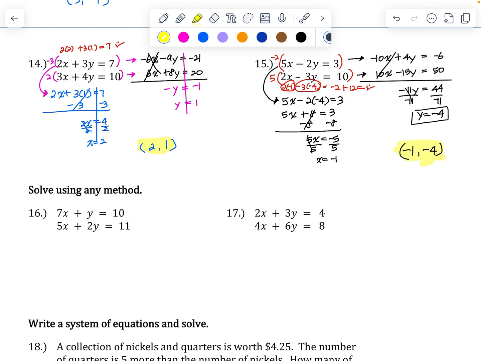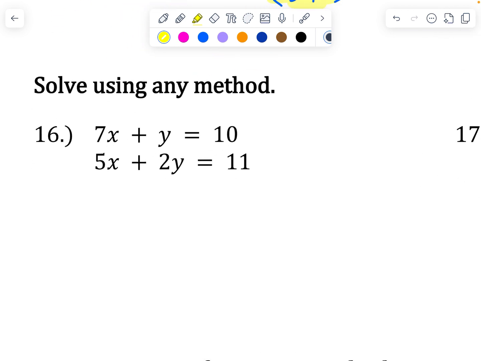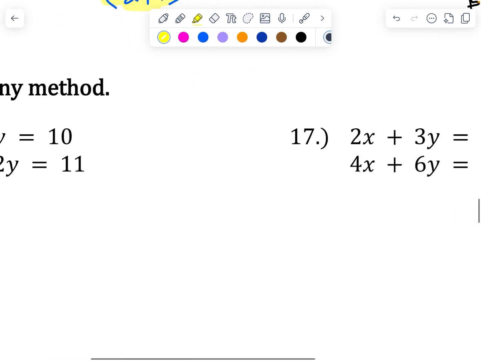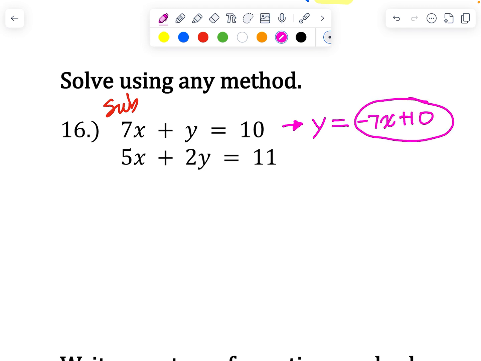Solve using any method. I'll use substitution for this one. That's just my personal choice. If you don't like it, you can use elimination or graphing if you want to. y equals negative 7x plus 10. So I'm gonna take negative 7x plus 10 and put it in the place of y right there. That's 5x plus 2 times negative 7x plus 10 equals 11.